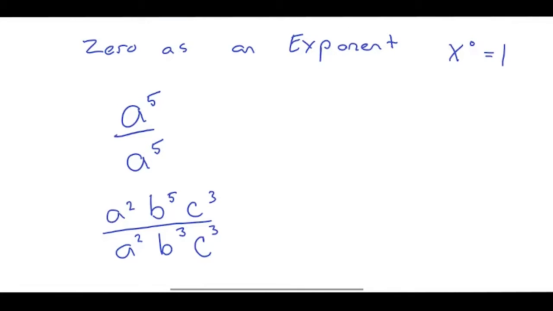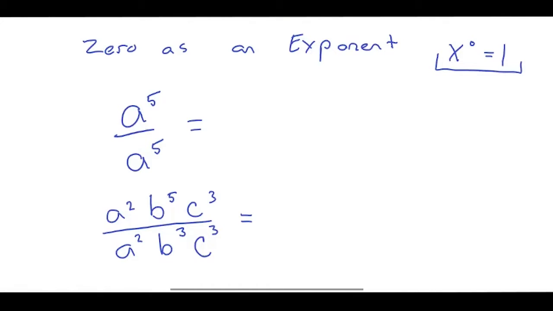Hey guys, we're going to be talking about 0 as an exponent. And these are more specifically dividing expressions when you have 0 as an exponent, or you get 0 as your exponent in your answer. So let's remember that any number raised to the 0 power is equal to 1, okay?